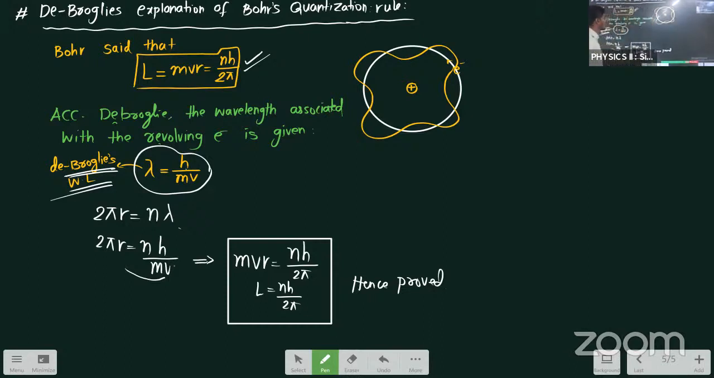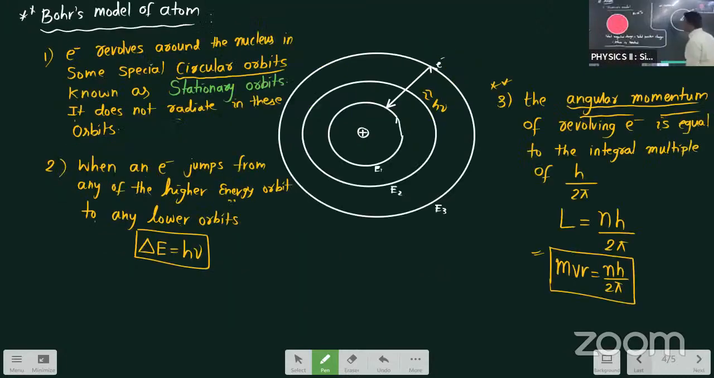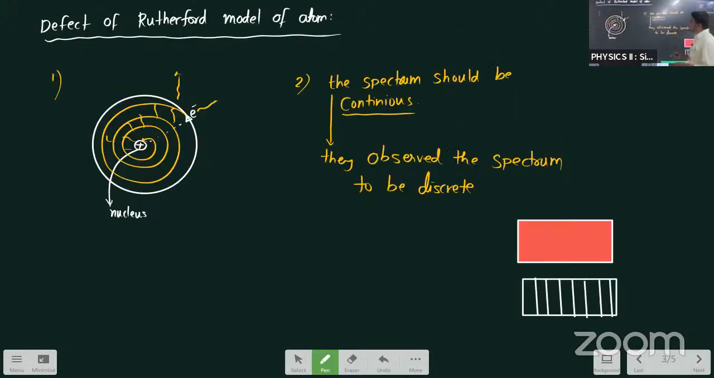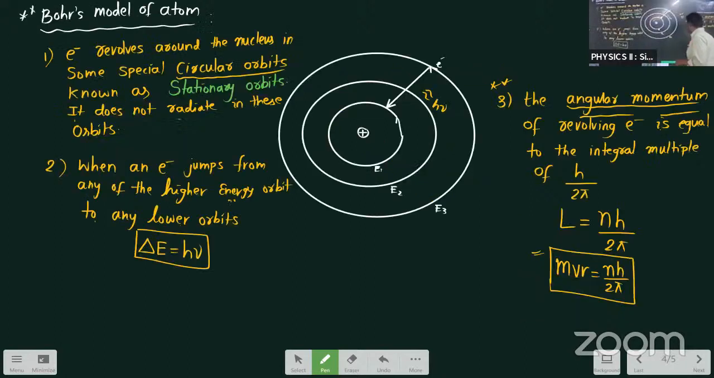This question was asked in the annual examination just 2 months ago. Very important question. So what are the things that we have discussed? Initially, we started with Thomson's model of atom. After Thomson's model, we came to know about the Rutherford model of atom. Further, we discussed the defects of the Rutherford model. How many defects were there? There were 2 defects.